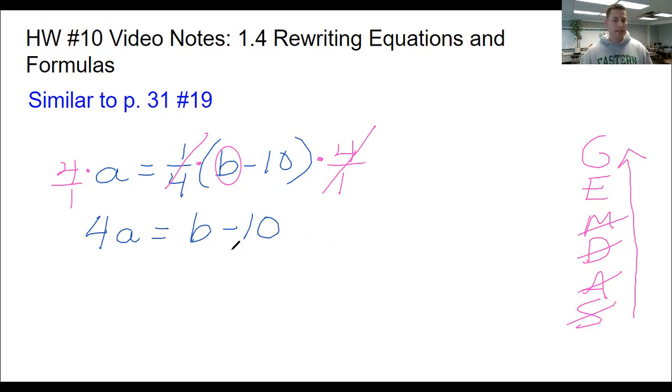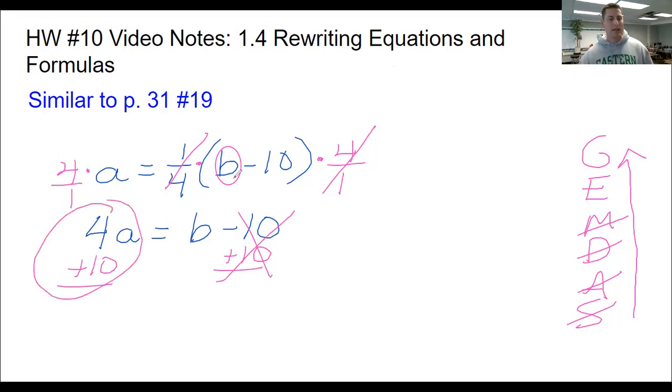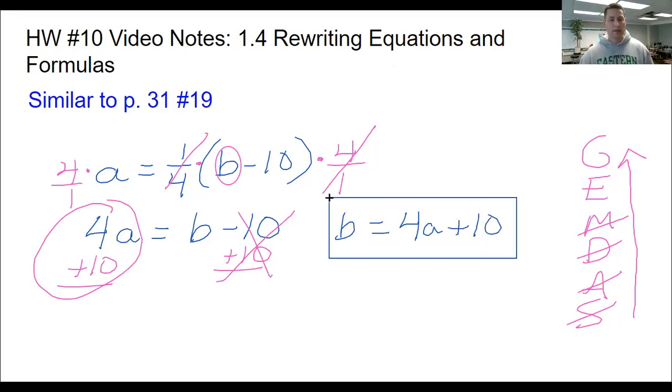Next, undo the minus 10 by adding 10 to both sides. That cancels to 0. And 4a plus positive 10, those are not like terms. So you're going to rewrite this as b equals 4a + 10. And that is all you can do. You have solved for b. By the way, that's the same as 10 + 4a, because addition is commutative.